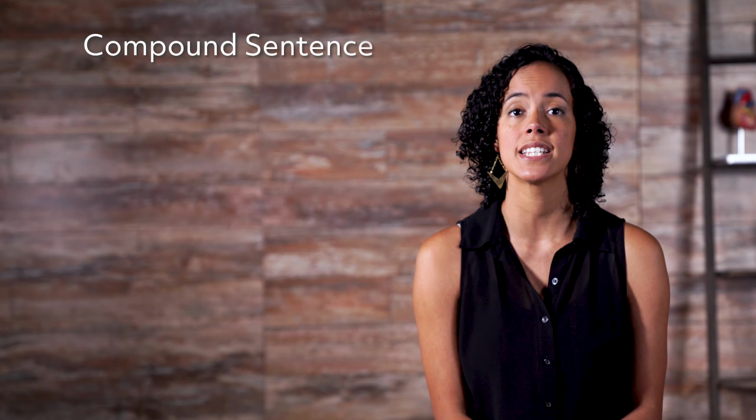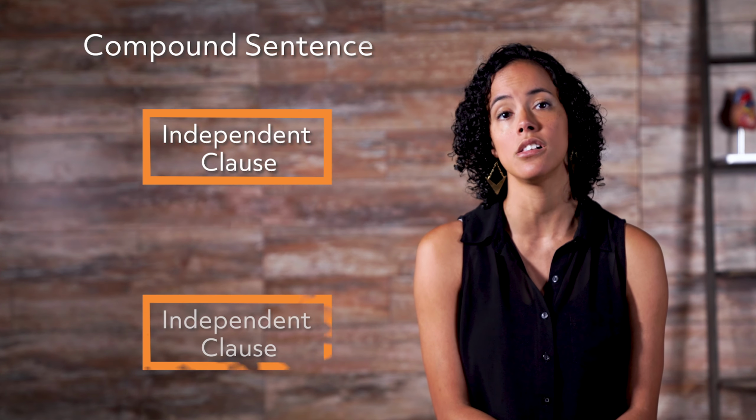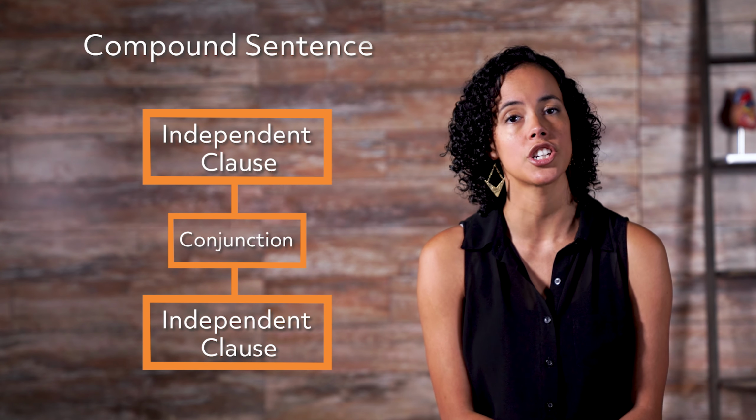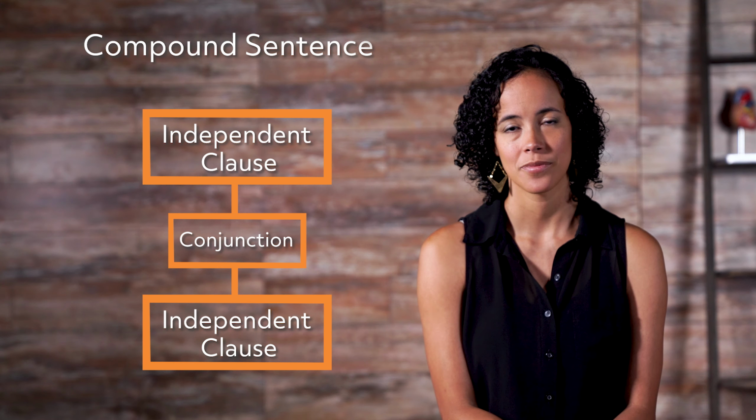A compound sentence consists of two independent clauses joined together by a conjunction. Here's an example. Max drove to the store and Ben picked up the girls. Note that there are two independent clauses here that could stand alone as sentences. You could just as easily write, Max drove to the store. Ben picked up the girls. But we've joined these two independent clauses together by using the conjunction and.